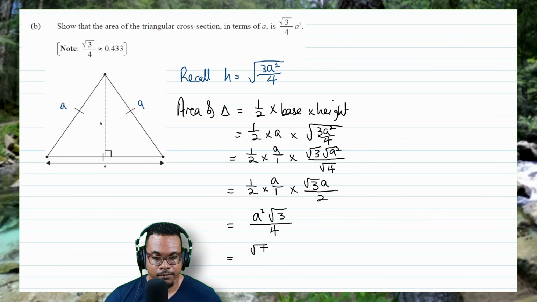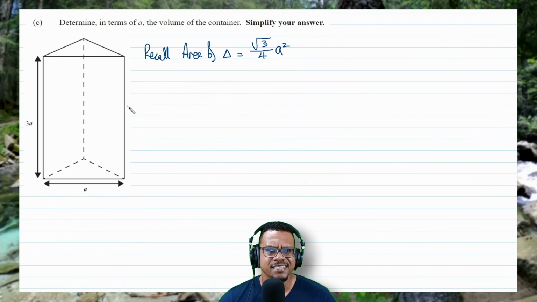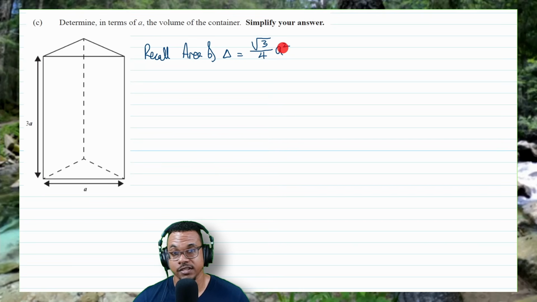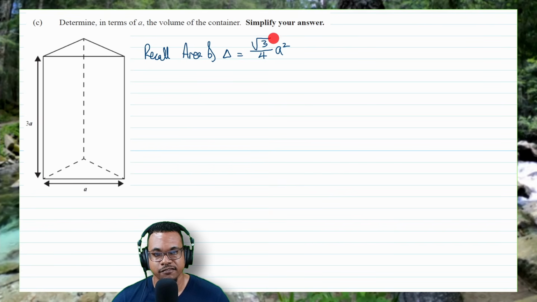All right, by writing the square root of 3 over 4 first, and then the a squared last. So now part C, they wanted us to determine, in terms of a, the volume of the container. So that's the volume of this container. I'm just reminding you that the area of the triangle was equal to square root of 3 over 4 a squared. So we found that across here, the area of this triangle, which is the cross section of the prism.